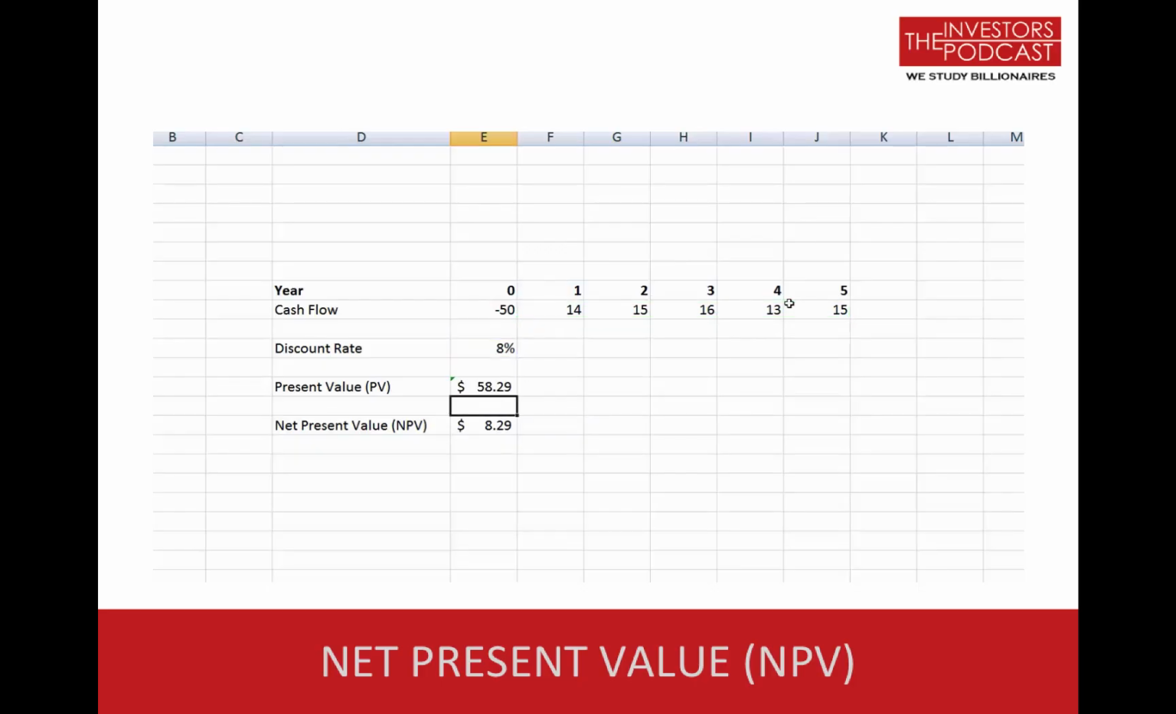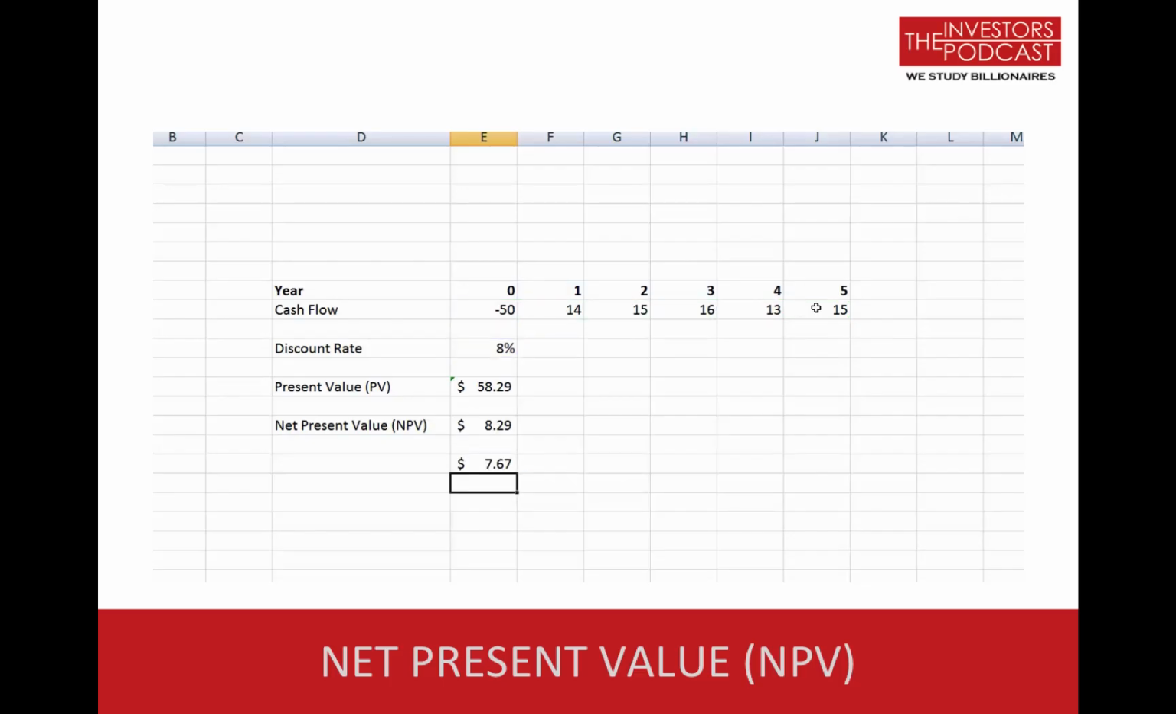Now you're ending up with $58.29. But wait, shouldn't you be ending up with $8.29? We need to include the cash outflow, which will then be added to the value since it's a negative number. Note that you can't just include the entire series of numbers. If I type in the formula again, and select all the numbers, including the cash outflow, I come up with a completely different net present value.